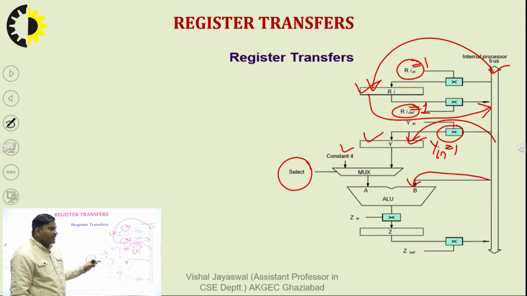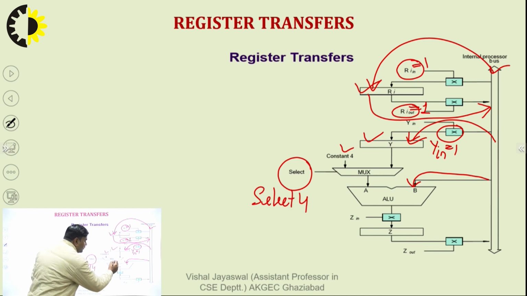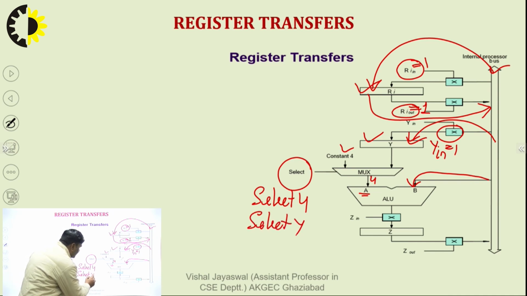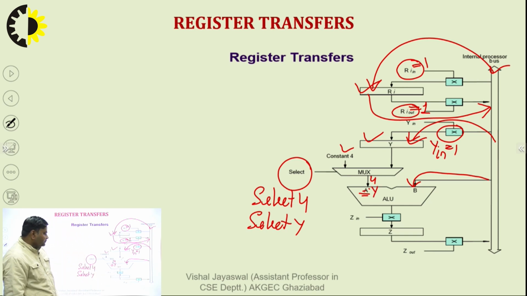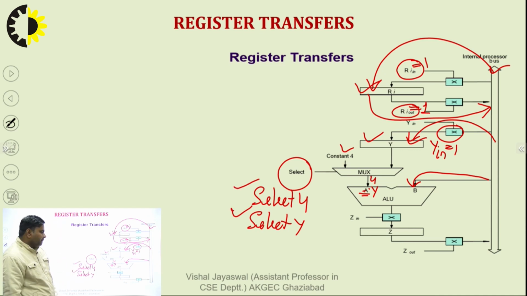Whatever value we select, if you select 4, then the value 4 goes to the A input of the ALU. If we select Y, the content of the Y register goes to the A input of the ALU. So we can select either 4 or Y.